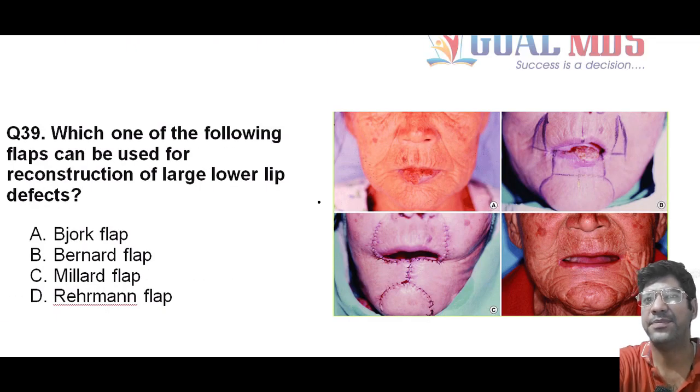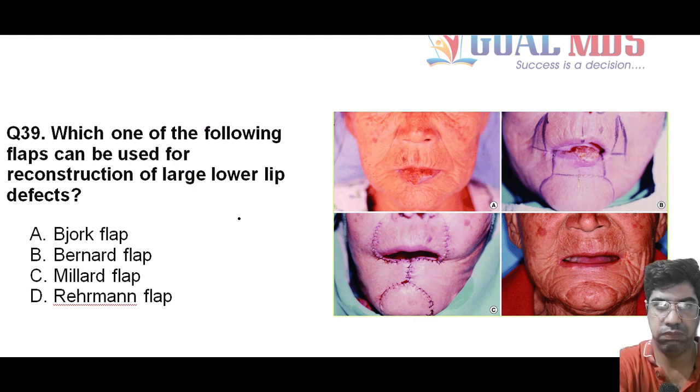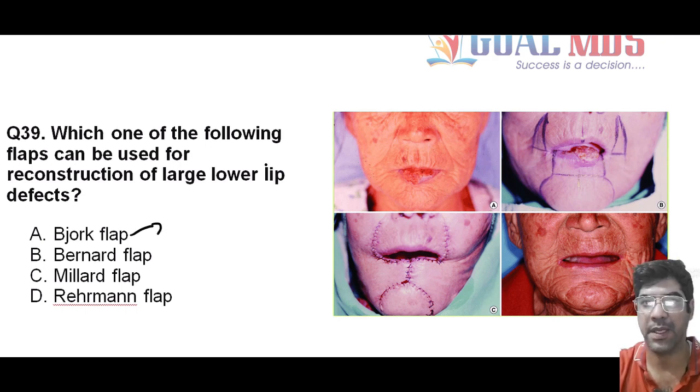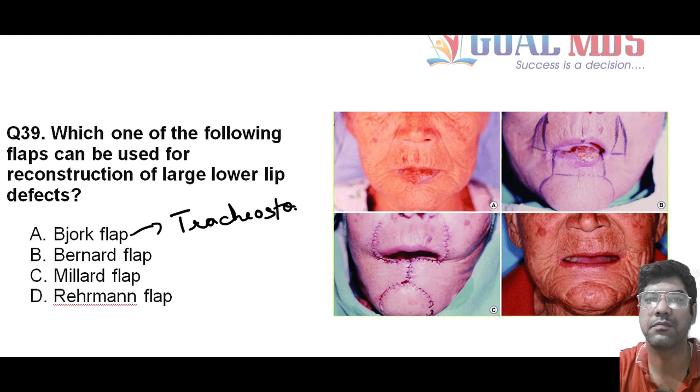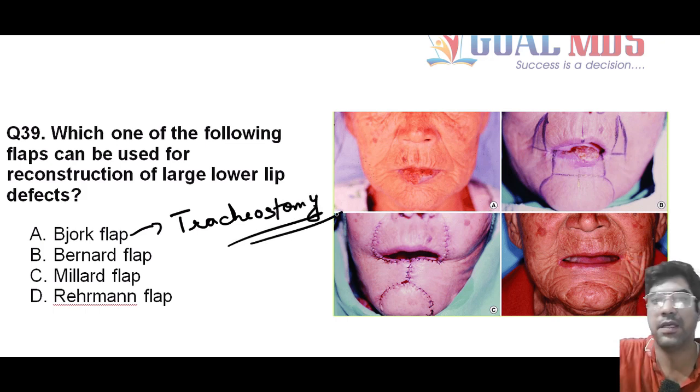Which of the following flaps can be used for reconstruction of a larger lower lip defect? The answer here is Bernard flap. Now let us discuss these flaps. Number one, Bazod flap. Remember, for your entrance exam, just remember this flap. It is used in which procedure? Tracheostomy procedure, and it is not used for reconstruction of the lower lip defect.